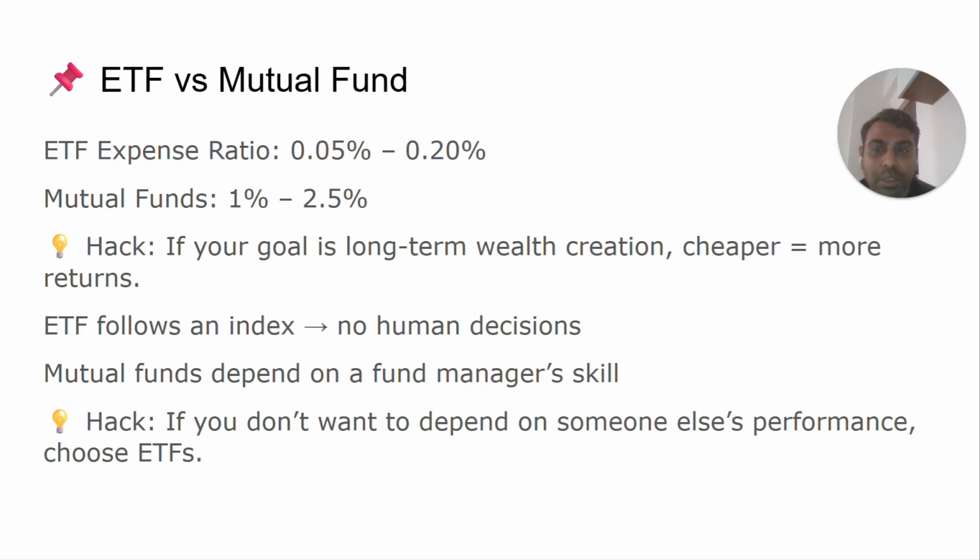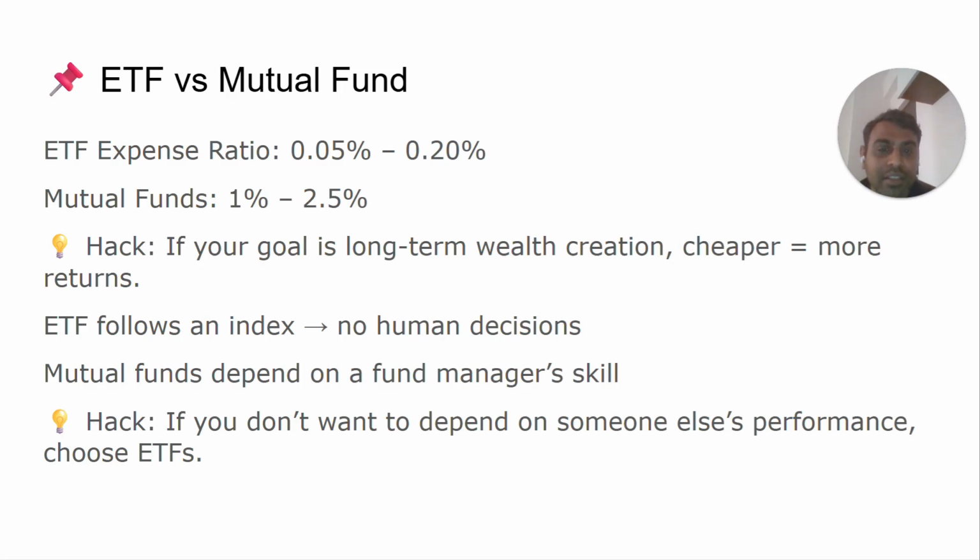Now, ETF versus mutual fund. What exactly is the difference between an ETF and a mutual fund? Any mutual fund has an expense ratio of around 0.5 to 2.5%, so they charge that amount to manage our investment. But the ETF expense ratio is very low, so we can get more return as compared to a mutual fund. If your goal is long-term wealth creation, an ETF is a cheaper way to get more return.